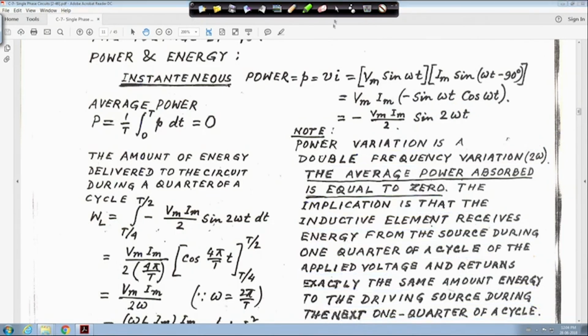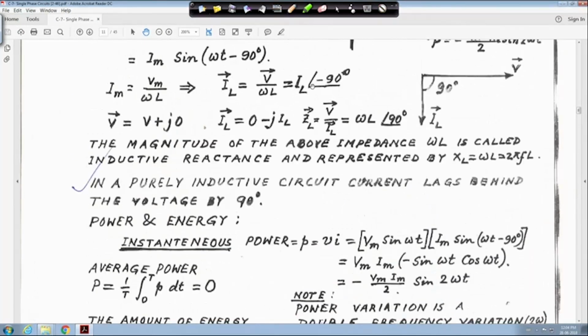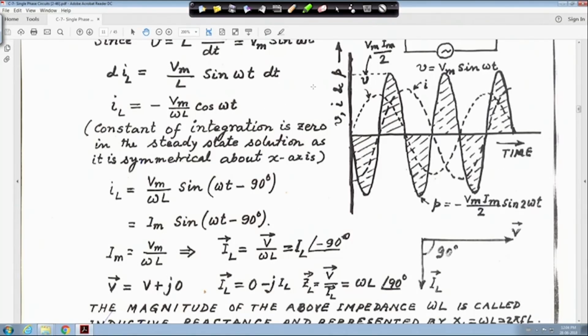So, let me clear it, and come to this figure. This thick line is your power expression, right. If this is 0, then it is T by 4, T by 2, 3T by 4, and T. That means this is 0, this is pi by 2, this is pi, this is 3 pi by 2, and this is 2 pi, right.